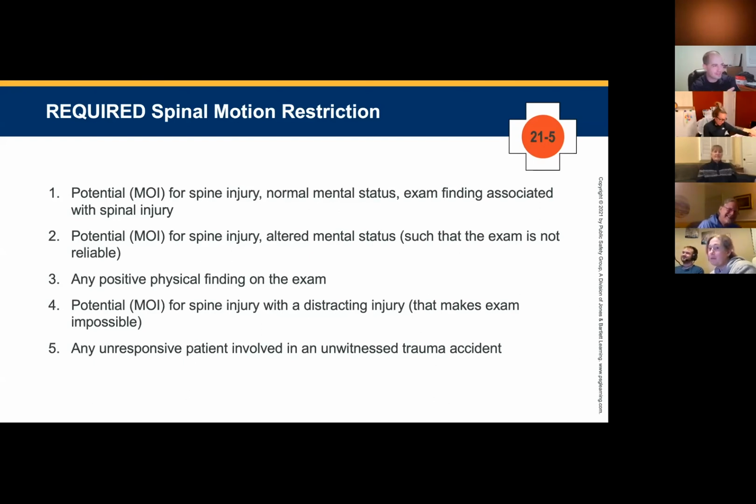So that's what I refer to as a distracting injury, okay? And then any unresponsive patient involved in an unwitnessed trauma accident, since we don't know what's going on, that would be an indication for spinal motion restriction.